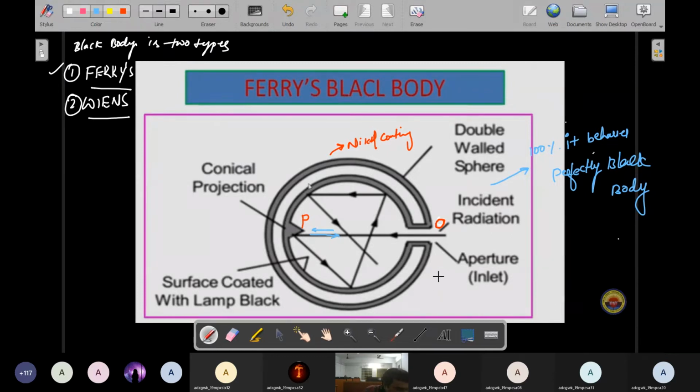So in this way any radiation that enters the body does not escape and is completely absorbed. Okay, understand? In this way any radiation that enters the black body does not escape and is completely absorbed. So the black body appears like a perfectly black body. Understand everybody? So this is called Ferri's black body. So that's a small explanation. That's all. There is nothing else.